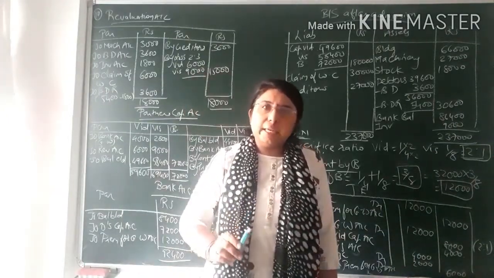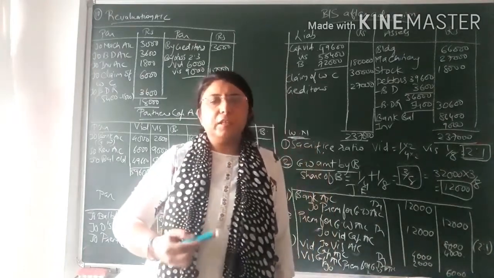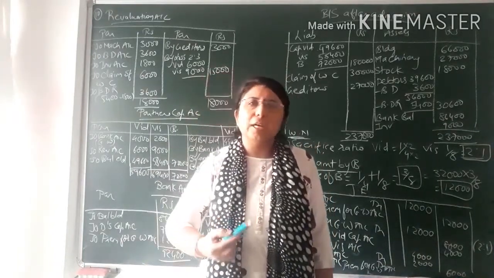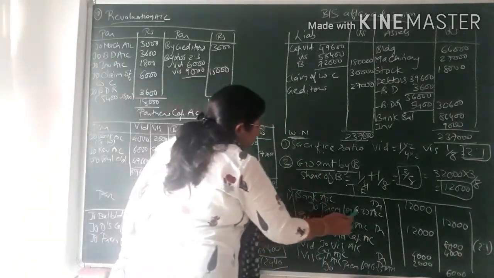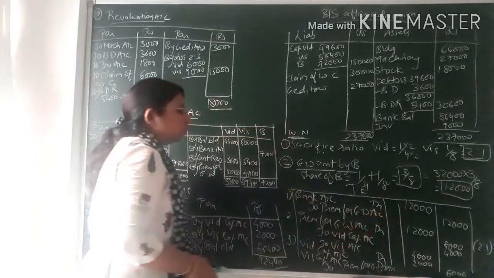Bank balance is given, not cash balance. That's why I have written bank balance. If in the question it is given cash and bank balance, then you have to write cash and bank balance. Over here, the first entry, that is bank account debit to premium for goodwill account credit, that is rupees 12,000.